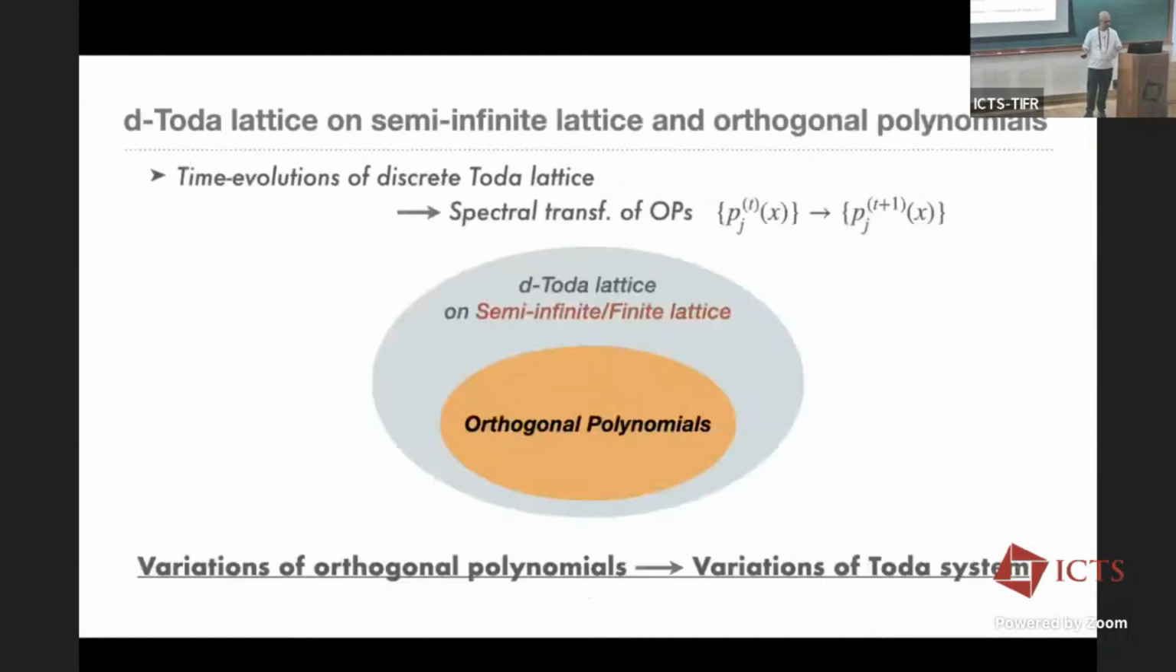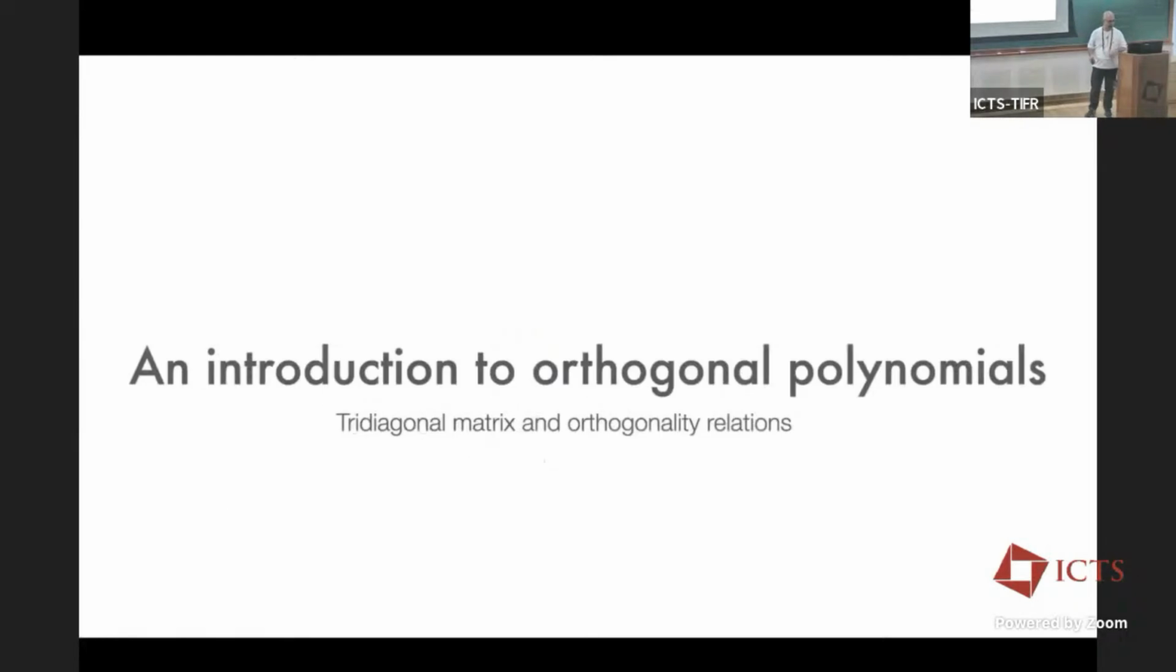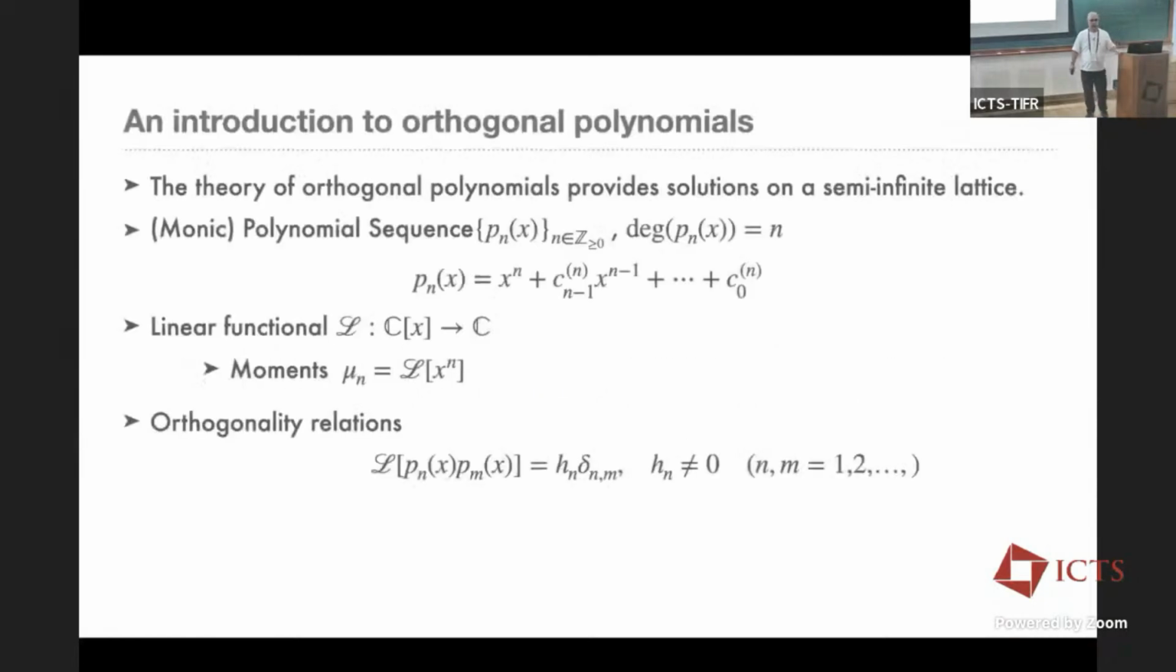Okay. And then this problem, I mean the non-autonomous discrete Toda lattice, can be solved by using the theory of orthogonal polynomials. That is why I want to give some introduction to orthogonal polynomials as a problem session. So this is a very elementary one, starting from very elementary stuff.